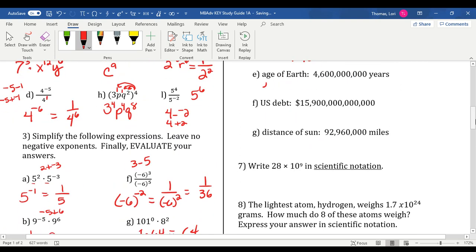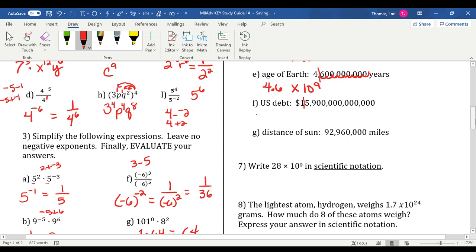Now let's take a look at some larger numbers. So we'll have a positive exponent. So we're going to have 4.6, moving our decimal right here. So we move it 1, 2, 3, 4, 5, 6, 7, 8, 9. So times 10 to the 9th.